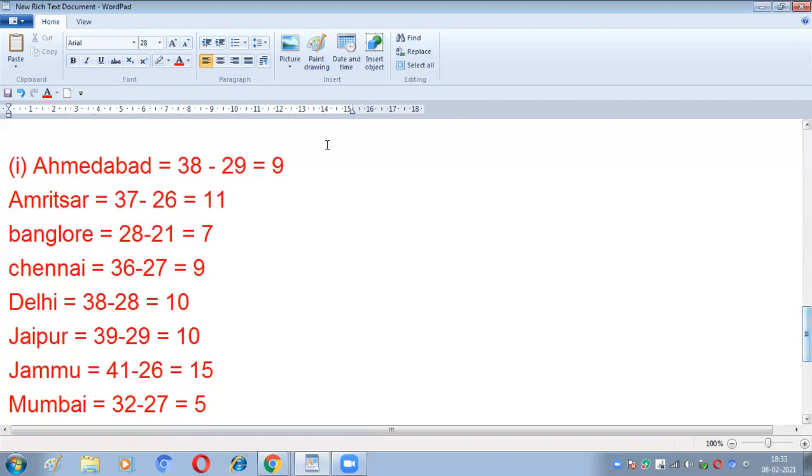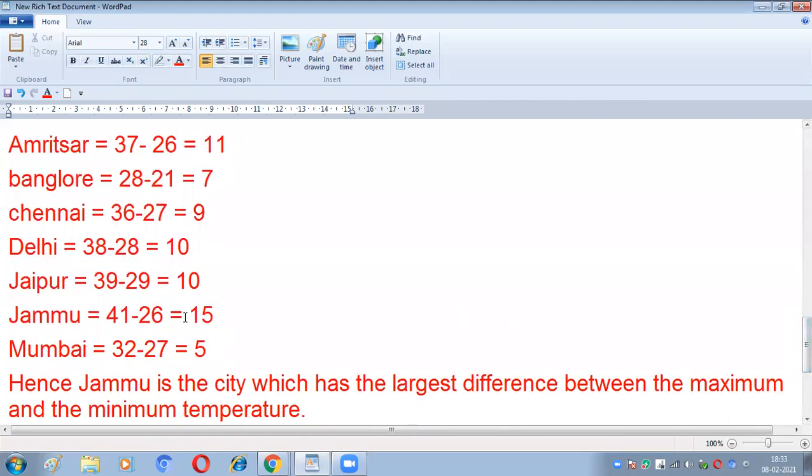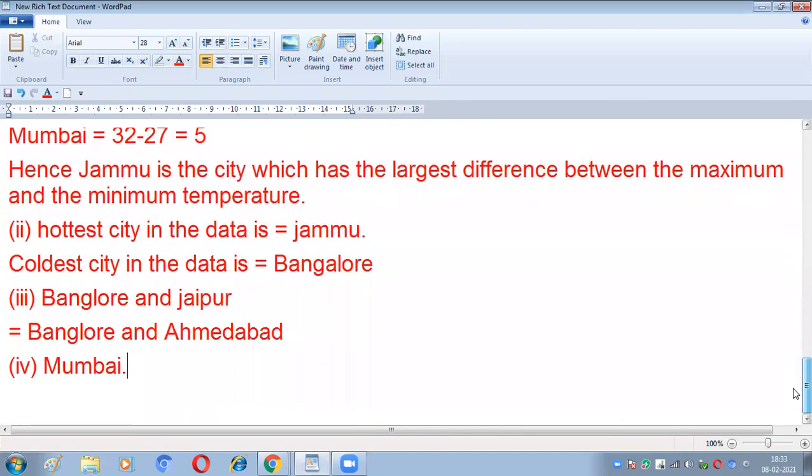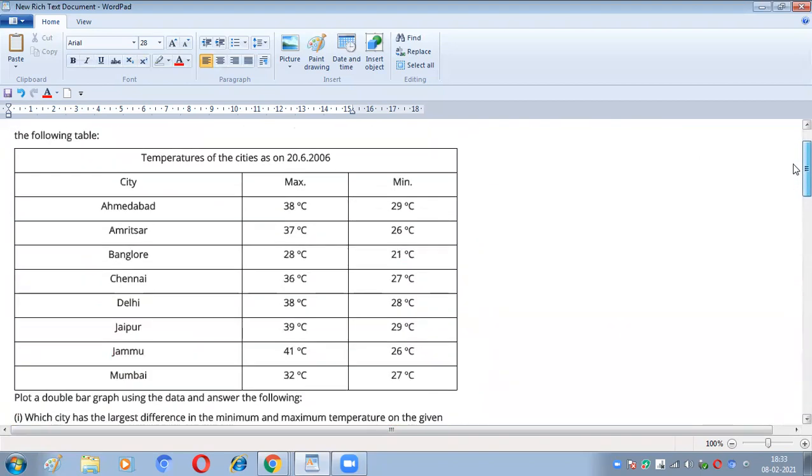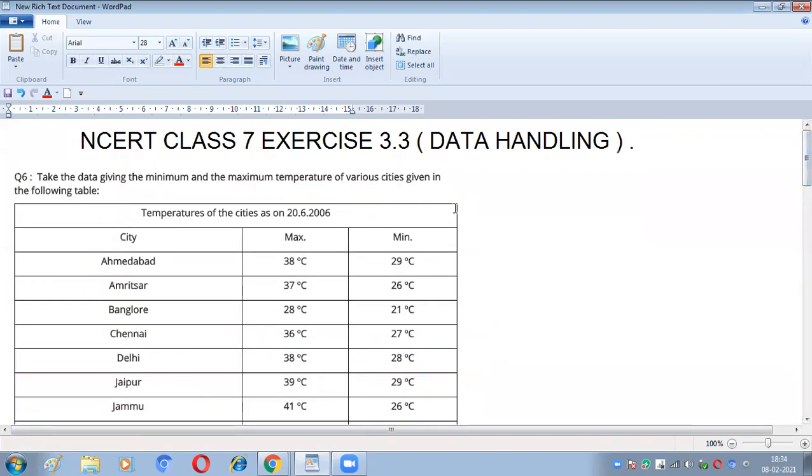See, 9 is greater than 5, 11 is greater than 5, 7 is greater than 5, 9 is greater than 5, 10 is greater than 5, and both tens are larger than 5, and 15 also. 15 is the highest one, so we can't compare it with 5. So yes, 5 is the least number. By this we have completed question number 6 as well as exercise 3.3.